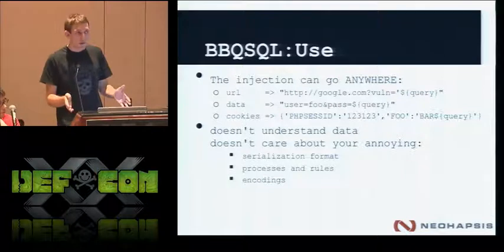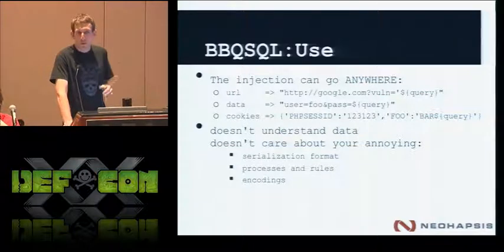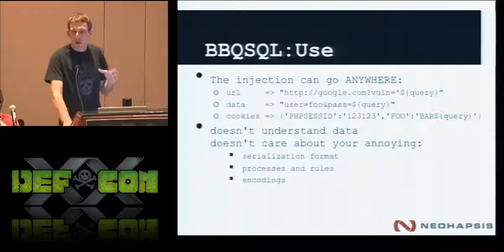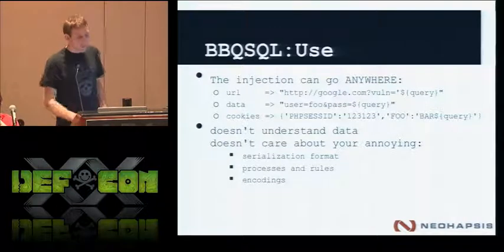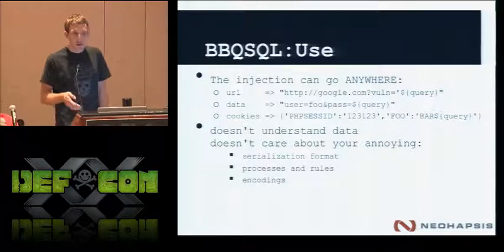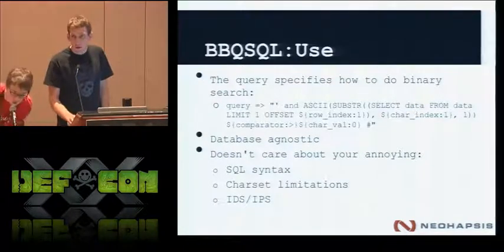But yeah, the benefit of making you specify where the vulnerability is, is that the tool doesn't have to understand your data. You can be doing some totally bizarre serialization format, anything you want. The tool doesn't care. The tool just wants to know what your request looks like and where it needs to inject. So if there's some weird process you have to go through to make the request work, it doesn't care about that. Encodings, it doesn't care. We'll actually walk through a demo later.